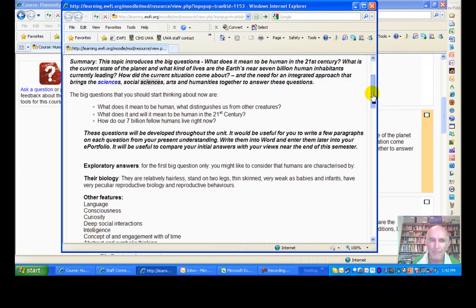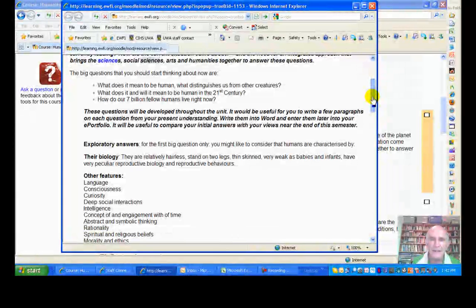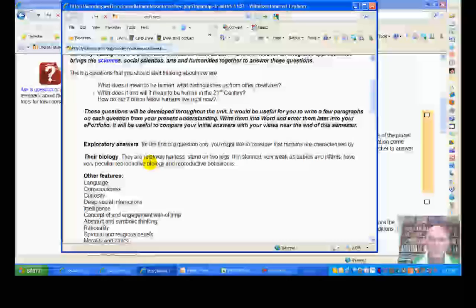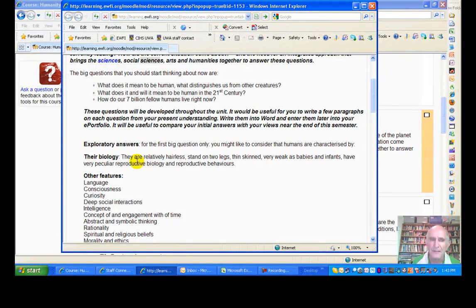Now, let's think about how you should think about them. Well, top of head ideas. If I was to explore that first question, I might say, well, what distinguishes us? Our biology. We're fairly hairless. We stand on 2 legs.